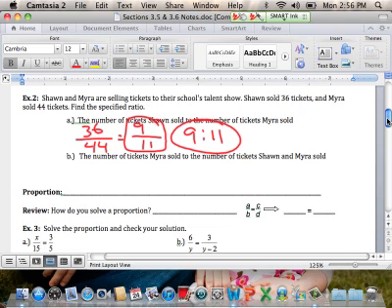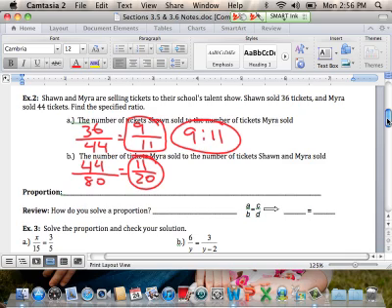In part B, we're going to look at the number of tickets Myra sold to the number of tickets Sean and Myra sold together. In other words, the number of tickets Myra sold to the total number of tickets sold. Myra sold 44, and the total number of tickets sold is 44 and 36, which is 80. Again, 4 goes into both of those. 4 goes into 44 eleven times and into 80 twenty times. So 11 out of 20 tickets were sold by Myra. That's a brief introduction to what ratios are.